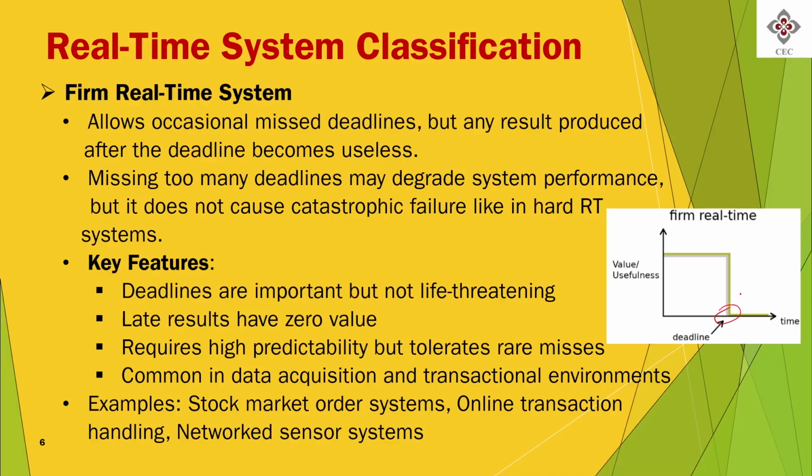It is used in environments such as stock market order systems, where if you miss some time you can regain it, online transaction handling, and network sensor systems. These systems can use firm real time systems. If you look at the diagram, the deadline is here. After this deadline whatever you did is not considered, but this part will be valid, since the firm real time system is not that stringent about its rules.